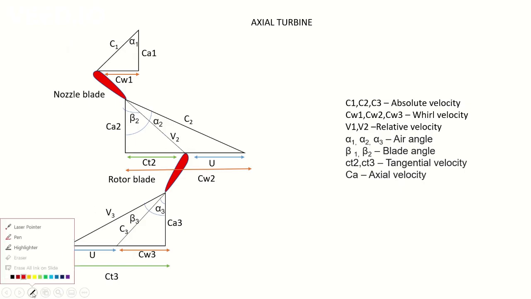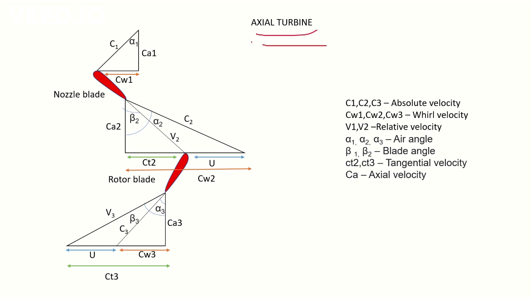Okay, today we will see the velocity triangle of an axial turbine. This is also a very important part of an aircraft jet engine, and to study this is very important. The main function of an axial turbine is the opposite of the compressor. In an axial turbine the velocity increases and the pressure decreases, whereas in the compressor it was opposite.